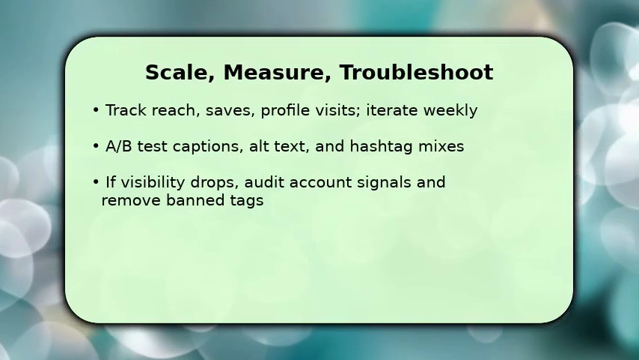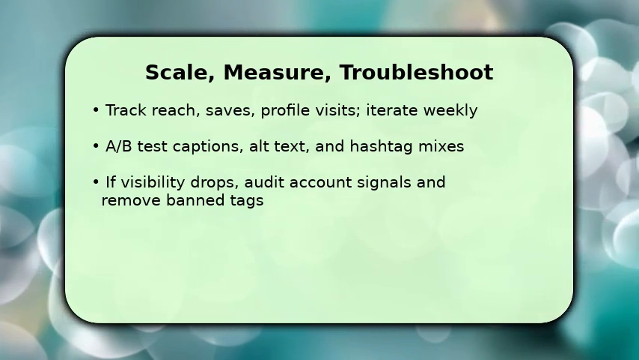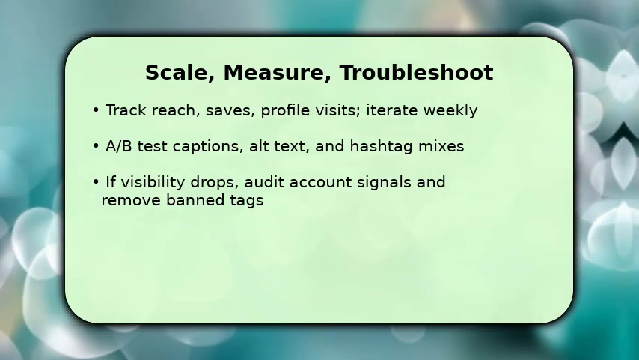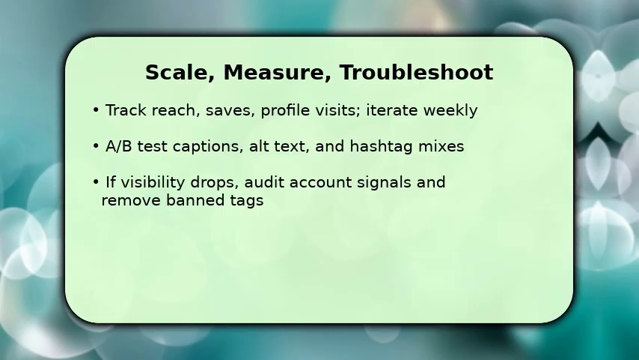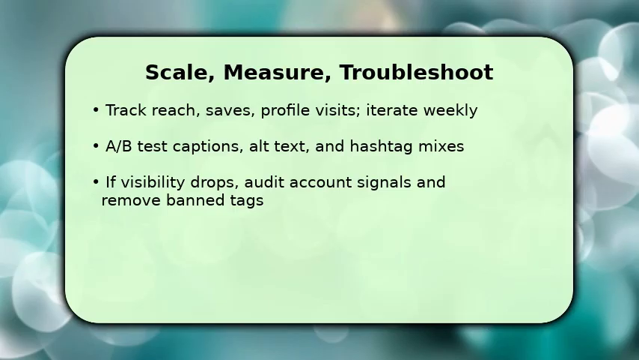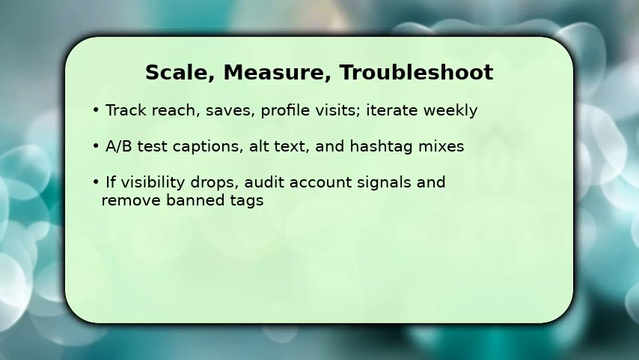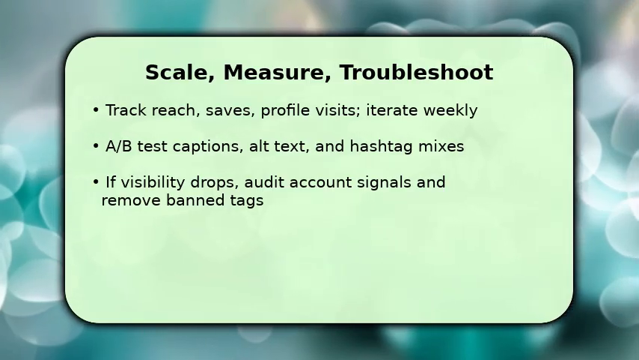Finish by making SEO a system. Measure reach, saves, and profile visits weekly and iterate based on what grows discovery. You want signal-driven scaling. A/B test caption openings, alt text phrasing, and hashtag mixes to learn what triggers search and suggested placements. If visibility suddenly drops, audit account signals.